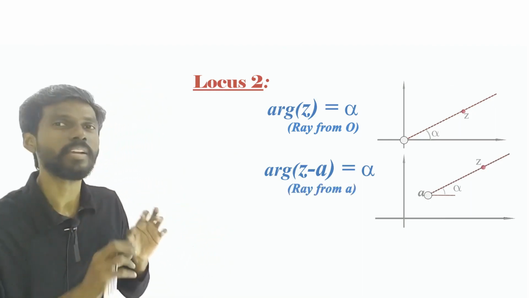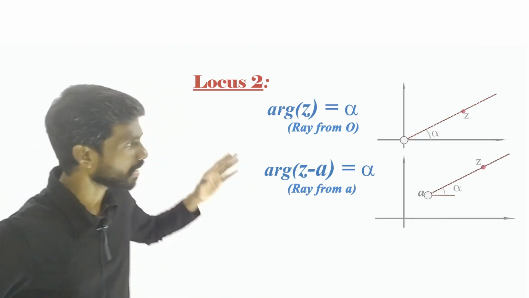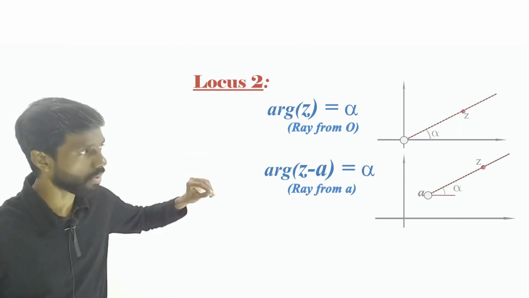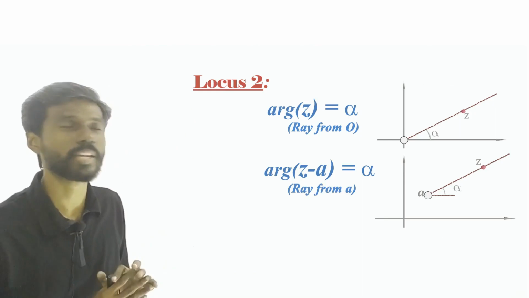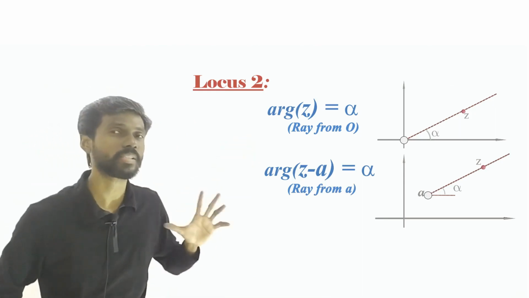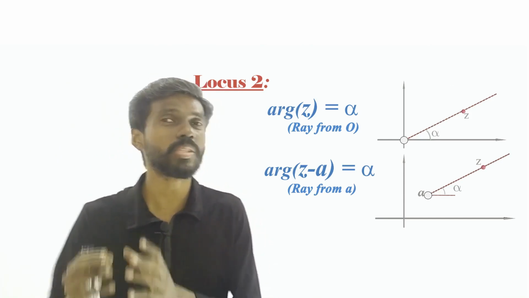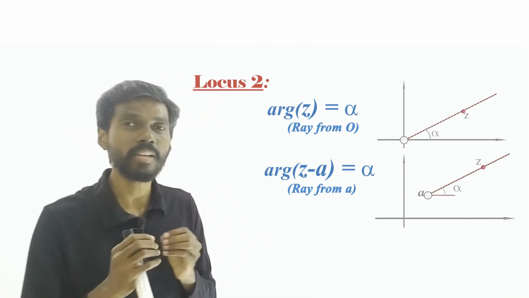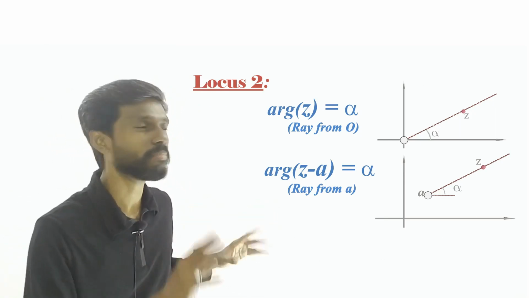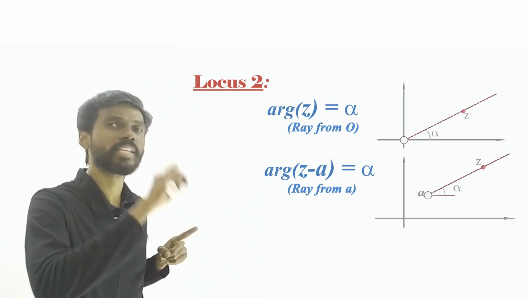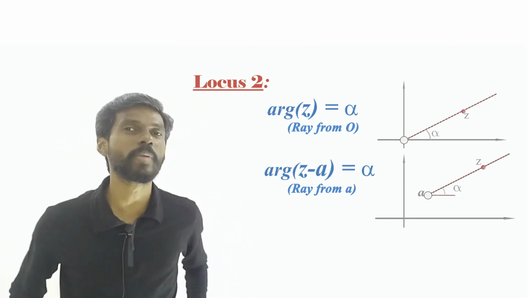It is open because if z is a, argument of 0 is not defined. So it is the ray which starts from a but does not include a, one part of the straight line, one side of the straight line we can say. So this is our next locus. What is that? Argument of z minus a equal to some constant angle alpha. Then the locus of z is a part of a straight line, if not the complete straight line. It is just one side, right? One side it tends to infinity, so it is a ray. Yes. Now we will do some simple questions based on this locus.